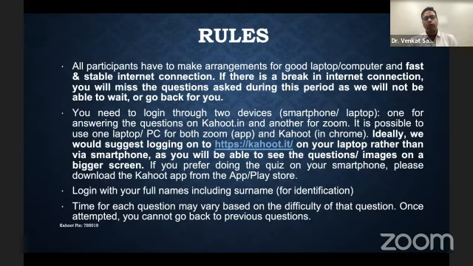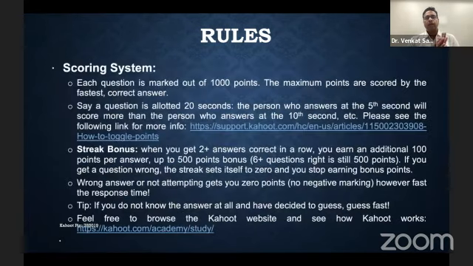Time for each question may vary based on the difficulty of the question. Once attempted, we cannot go back to the previous questions. Each question is marked out of 1,000 points, and maximum points are scored by the fastest correct answer. Say a question is allotted 20 seconds. The person who answers at the 5th second will score more. Say two people answer correctly. If you answer at the 5th second, you're going to get nearer to 1,000 points. If you answer at the 19th second, you'll maybe get only 500 points, for example.